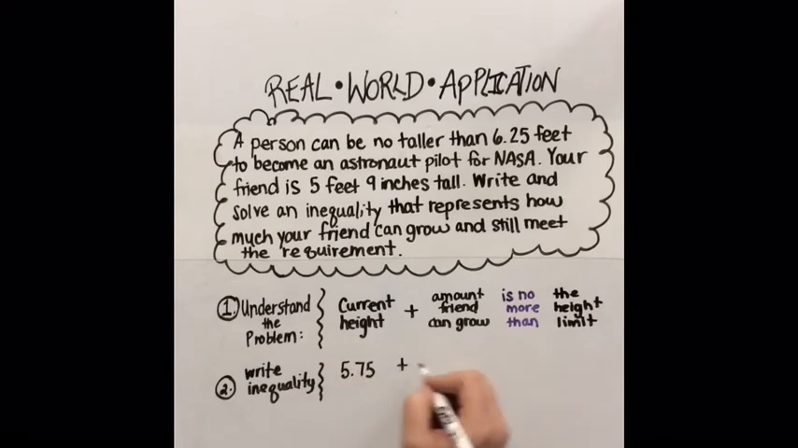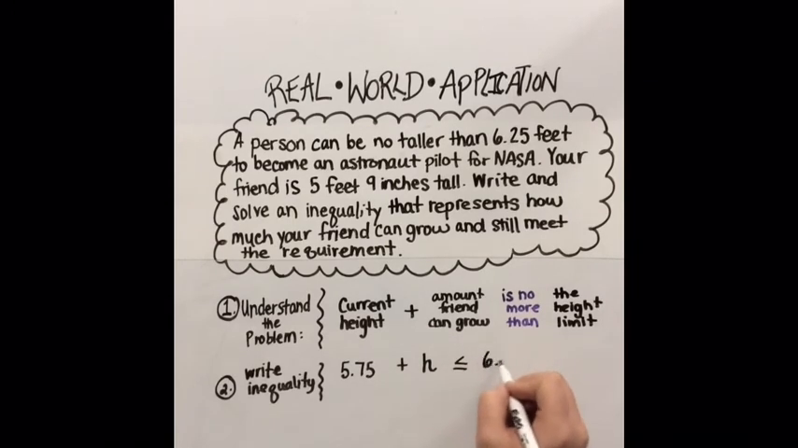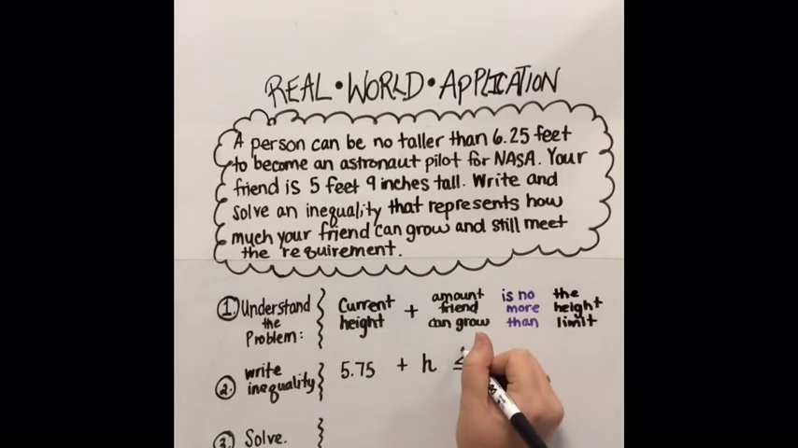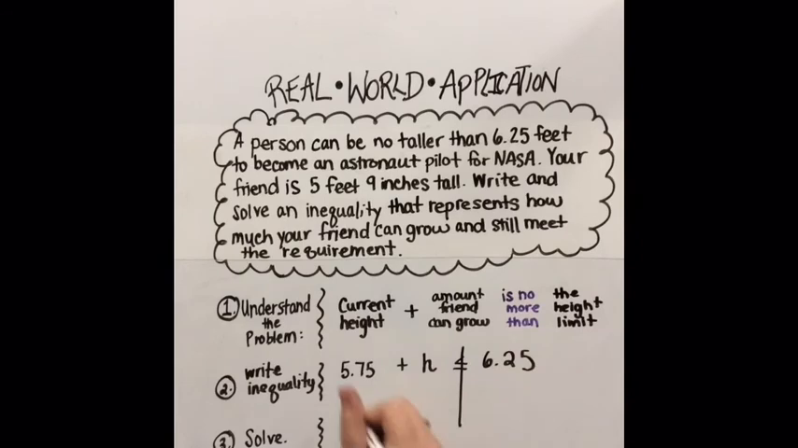So currently, we converted our 5 feet 9 inches into a decimal that we can work with. Adding, we don't know the amount we can grow, so height is less than or equal to 6.25. Our last step is to solve our inequality. Looking to isolate the variable, we're going to subtract that current height from the left side, or our 5.75. Then we're going to subtract it from the right.